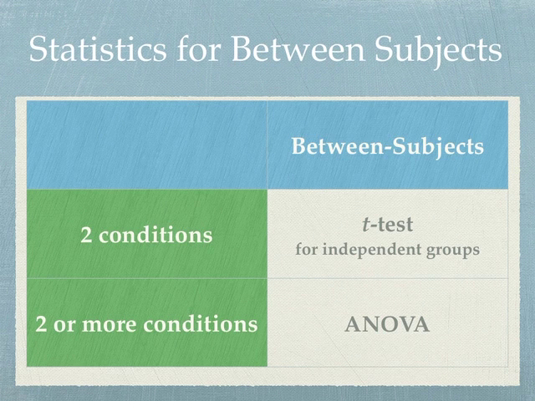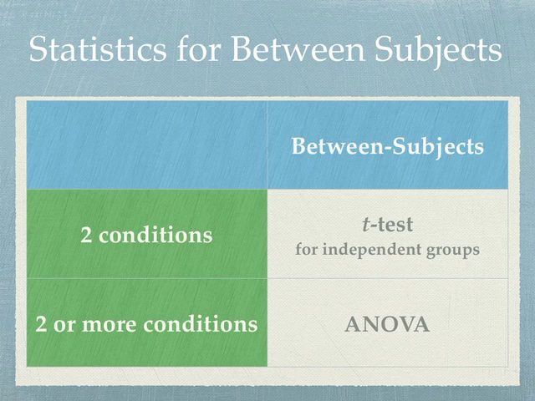So I started to draw this on the board one of the first days in class, and this is just part of the table I drew. But this is kind of how it breaks down. So if you're doing a between subjects design and you have 2 conditions, or 2 levels of your independent variable, you can do a t-test for independent groups. That's the statistic that's best used.